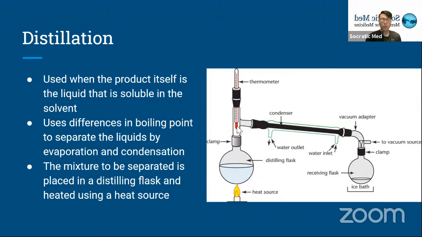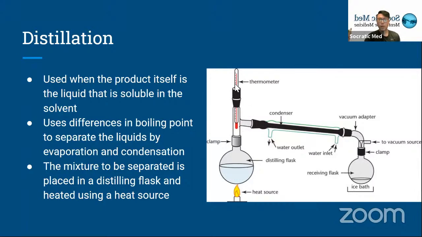So distillation utilizes differences in boiling points to separate the liquids. This is done through evaporation and then condensation. So the mixture to be separated is placed in a distilling flask and then heated using a heat source. As you can see in the picture on the right, the distilling flask will contain the liquid that you're interested in, and also whatever solution it's mixed in. You have a heat source on the bottom that heats up the flask and boils the solution.